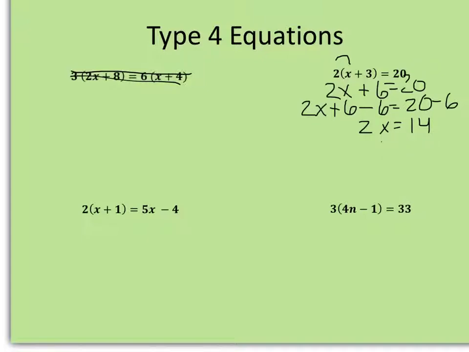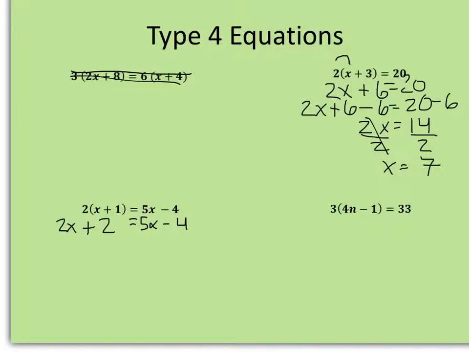And then it's a one-step equation. I'm going to divide both sides by 2. They cancel out. I'm left with x equals 7. 14 divided by 2. Now down here I have variables on this side and this side. First I'm going to distribute. 2 times x is 2x. 2 times 1 is 2. And on this side I have 5x take away 4.